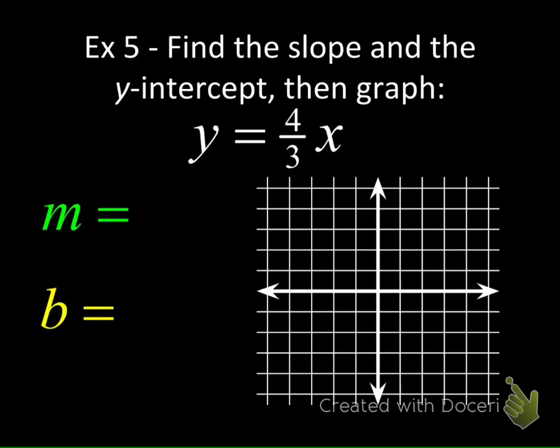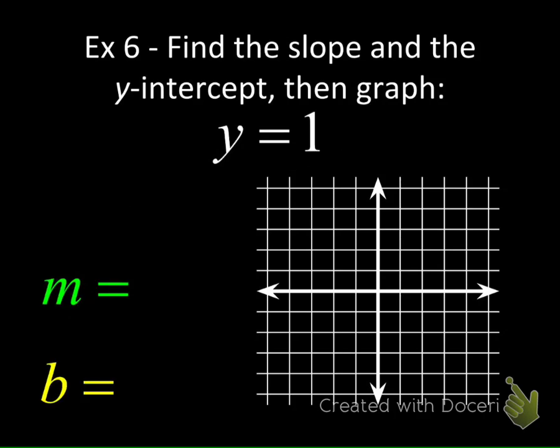Okay, example 6. Only 3 left. What's different about this one? So there's no x value, right? There's no x, so there's no number attached to x. So it's going to be 0 over 1. So when there is no x, go ahead and write this in. No m value, I'm sorry. No m value. m is 0. Okay, 0 over 1, rather.